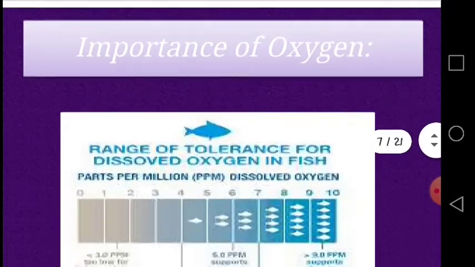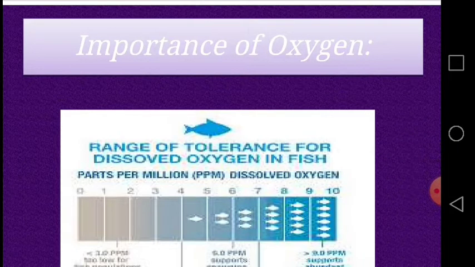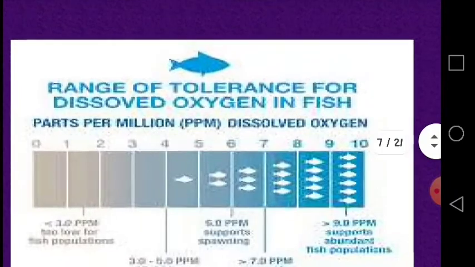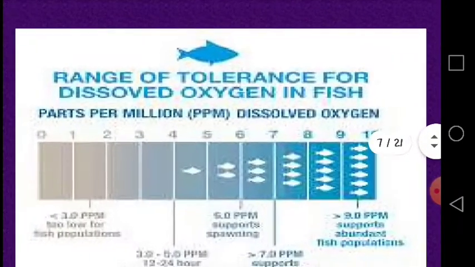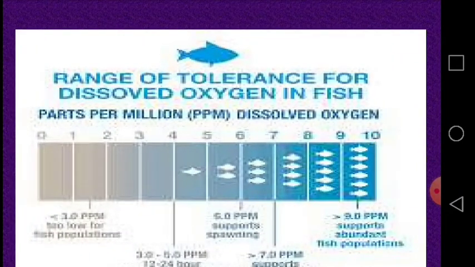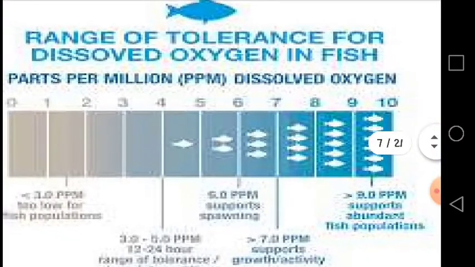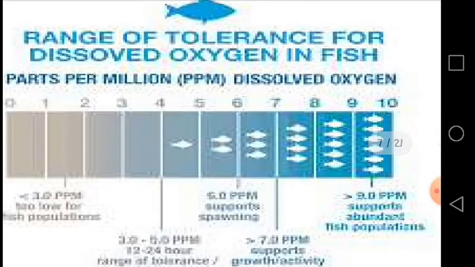Now we are going to focus on the importance of oxygen, especially in the water. Oxygen must be present in the water. This is very, very important for aquatic life, like fish. Oxygen is measured in ppm. ppm means parts per million of dissolved oxygen. With the help of this diagram, you can easily evaluate how many ppm are required for aquatic life.